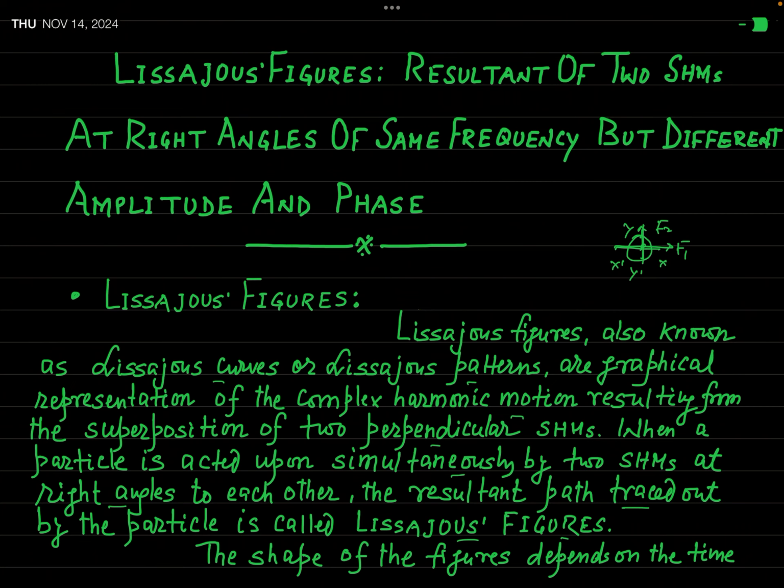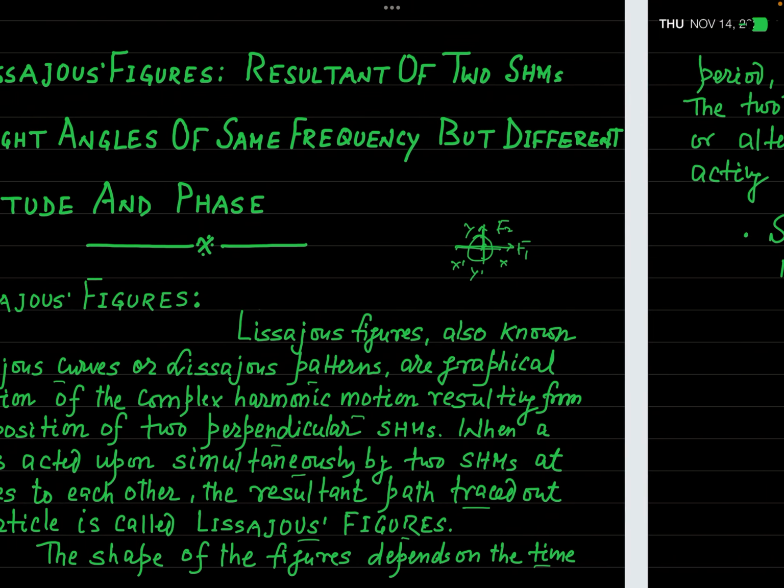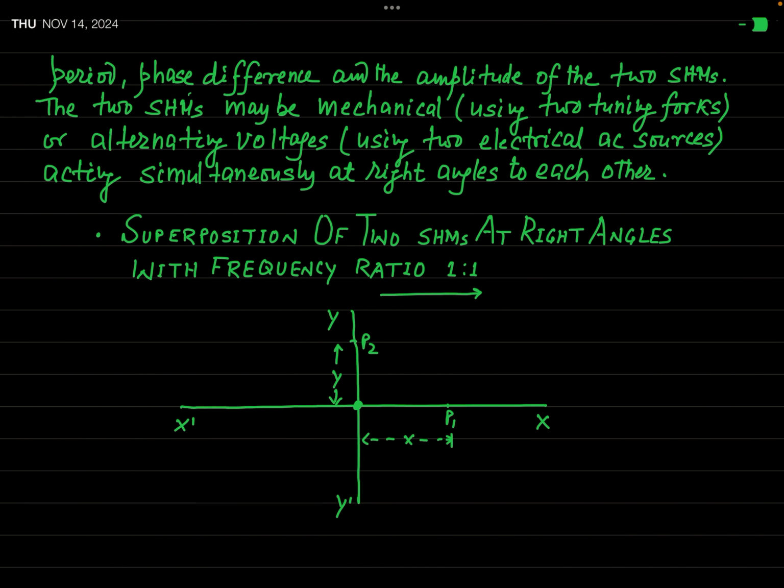As I have told you, the shape of the resultant path, or the shape of the figures, depends on the time period, or frequency, of the two SHMs. It also depends on the phase difference between the two SHMs and the amplitude of the two SHMs. So these are the factors on which the shape of these Lissajous figures depends.